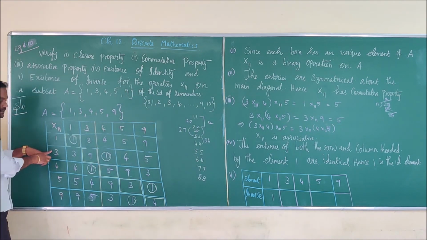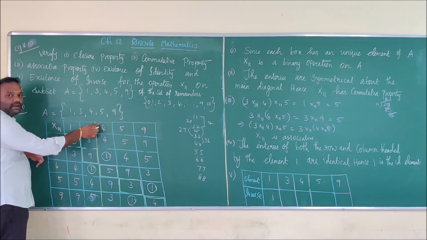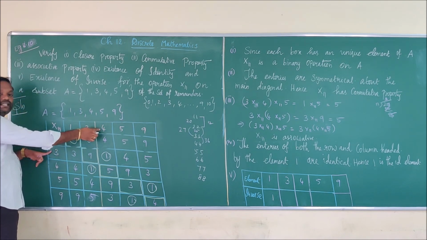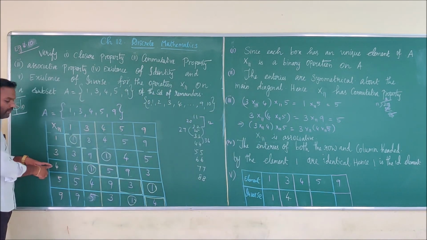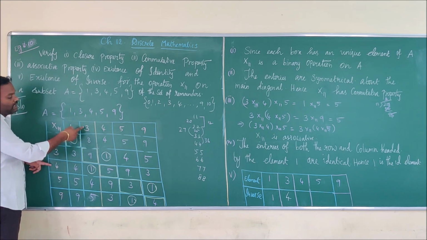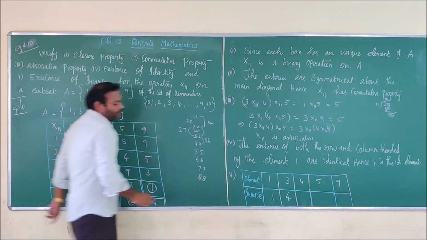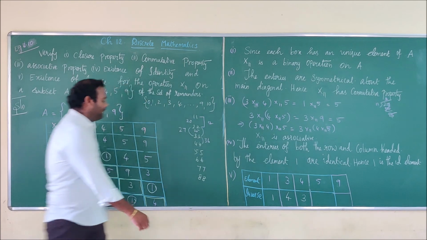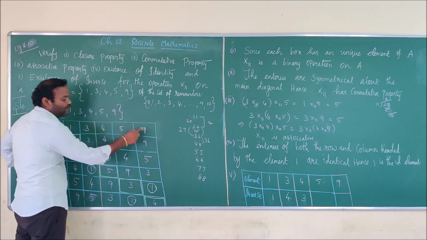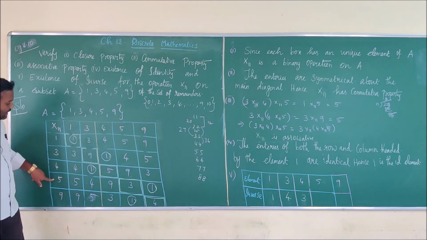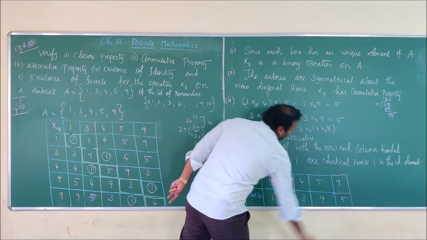Next 3. 3 is here. Where is the identity element? Here. Okay. On the top, what is the number? 4. So the inverse of 3 is 4. Next 4. Here is the identity element. On the top you are having 3. So the inverse of 4 is 3. Next 5. In that row here is the identity element. On the top you are having 9. So the inverse of 5 is 9. Similarly the inverse of 9 is 5.